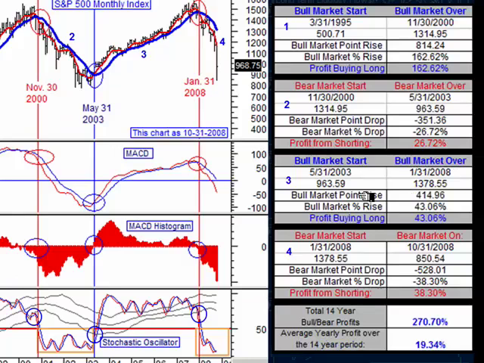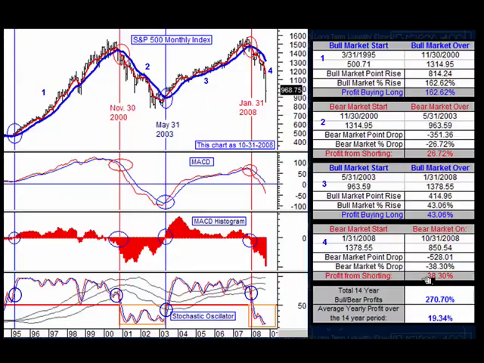The next bull market move that we just recently had was 43.06%, and the bear market that just started in January, as of the beginning of November, would have been over 38%. The total for the 14-year period was 270.70%, or an average yearly profit of 19.34%. Over that same period, if you had reinvested the funds, the average profit would have risen to 32.86% per year less commissions.